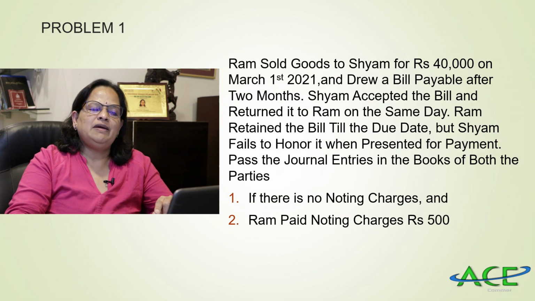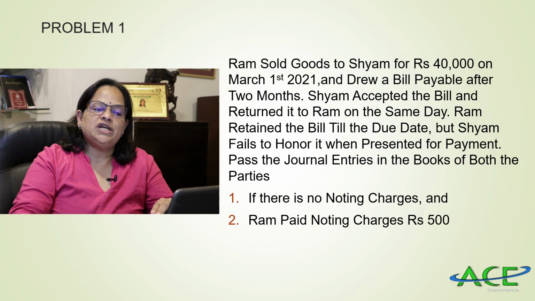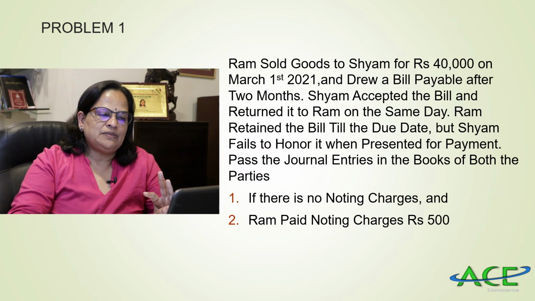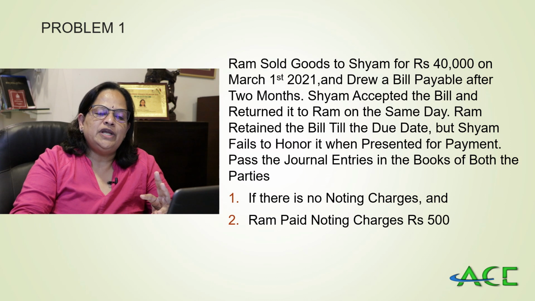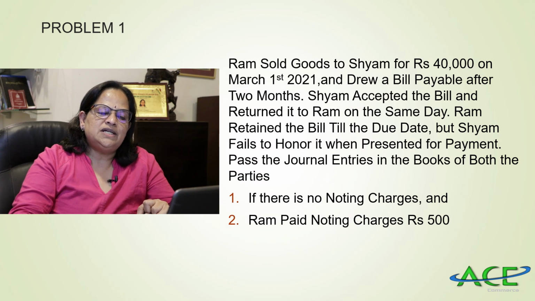Now the problem I will explain. Ram sold goods to Shyam for rupees 40,000 on March 1st, 2021 and drew a bill payable after 2 months. Shyam accepted the bill and returned it to Ram on the same day. Ram retained the bill till the due date, but Shyam fails to honor it when it's presented for payment. Pass the journal entries in the books of both the parties.